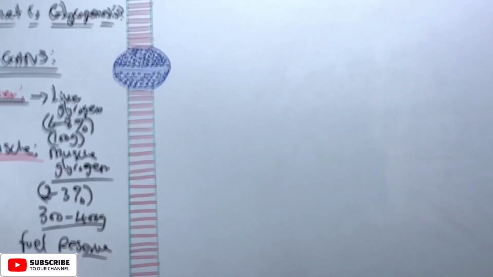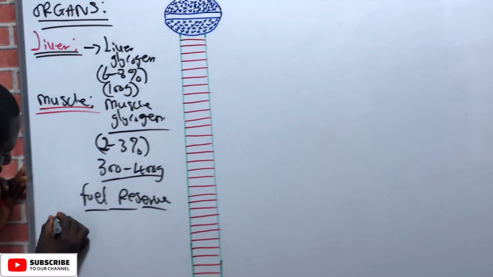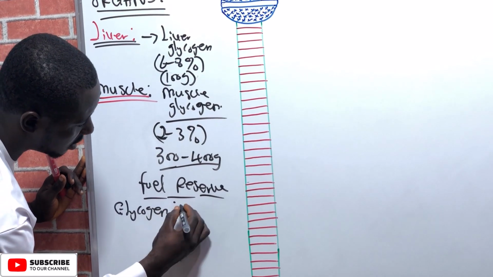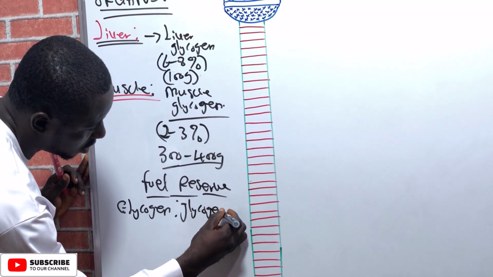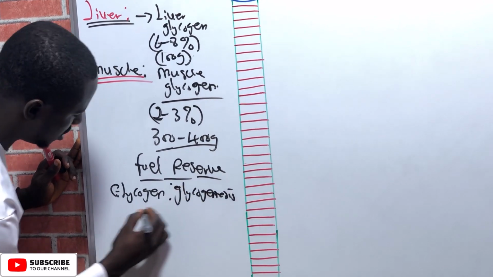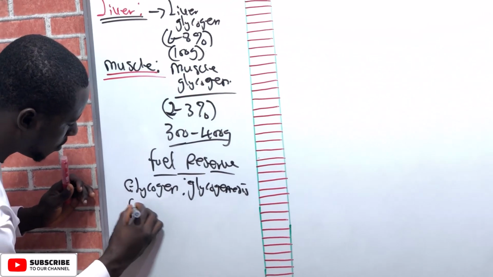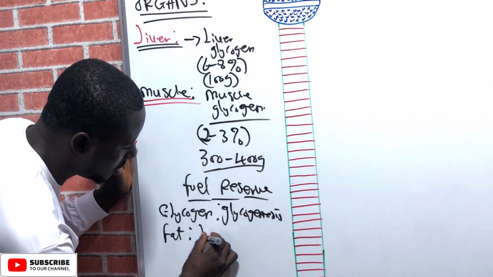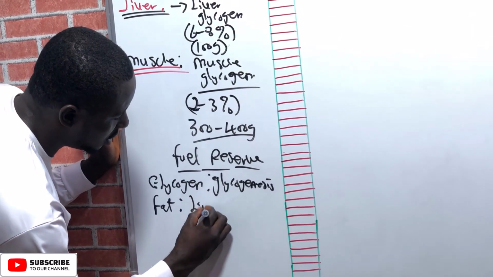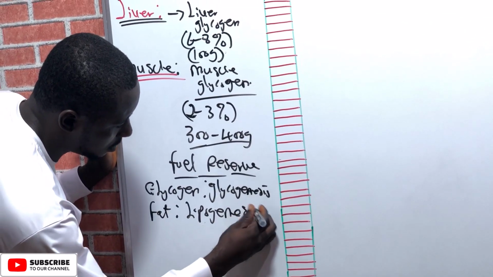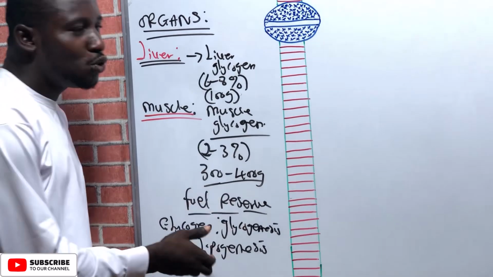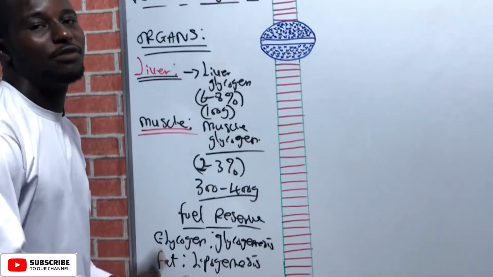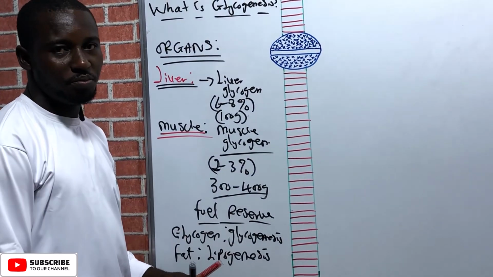Fuel reserve of the body. We have the glycogen, that is glycogenesis. Then we have the fat, that is what we call lipogenesis. So these two are the fuel reserves of the body. Glucose is mobilized from them during the starvation state of fasting.